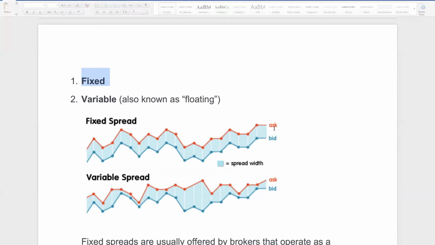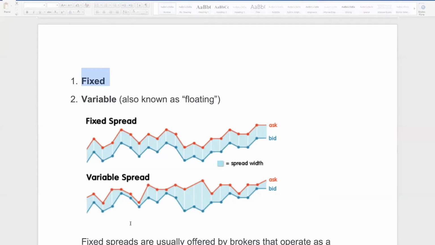So it means the difference between the ask and the bid is always the same. Whether the market is going up, going down, or going sideways, what we call consolidation, the size of the spread will still be the same.